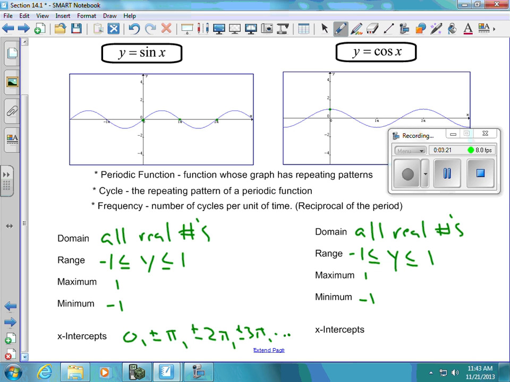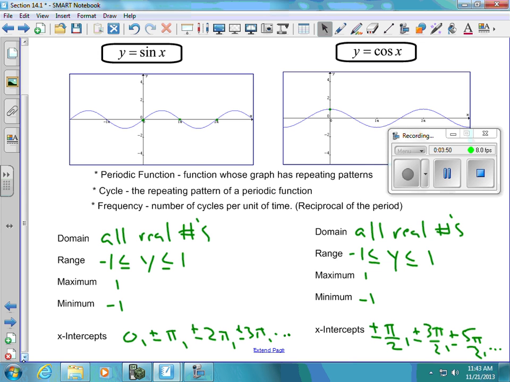For the x-intercepts here, it looks like we have them halfway between 0 and pi. So our x-intercepts for cosine are plus or minus odd multiples of pi over 2: pi over 2, plus or minus 3 pi over 2, plus or minus 5 pi over 2. Start at pi over 2 and add pi units to that, and we're going to get the x-intercept points.